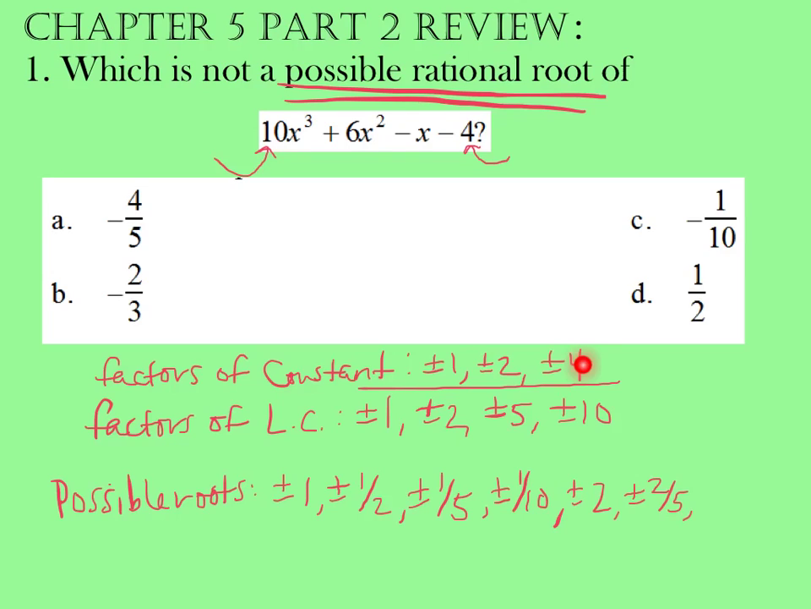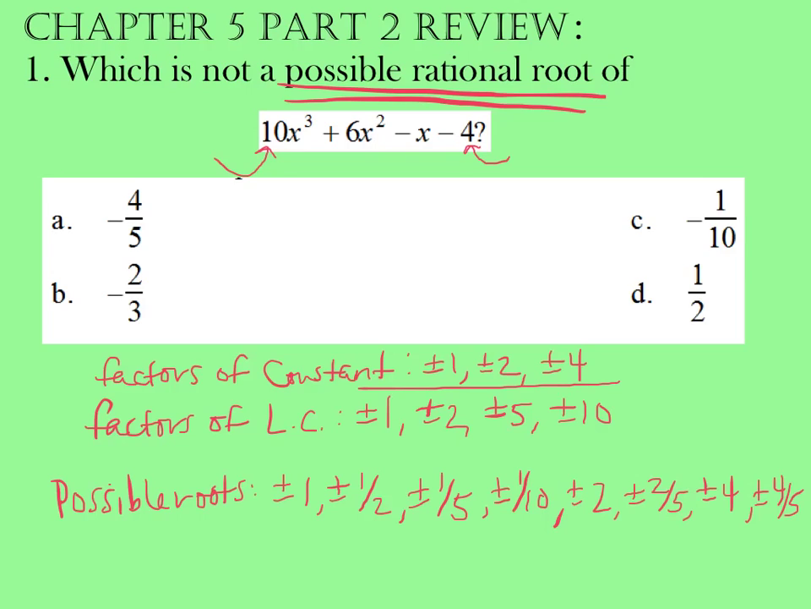And then I'm going to move on to 4. 4 divided by 1 is plus or minus 4. 4 divided by 2 is plus or minus 2, but we already have that. 4 divided by 5 I don't have yet. And my last one, 4 divided by 10, if I reduce that fraction, I get plus or minus 2/5, which I already have. So these are my possible roots for this problem.